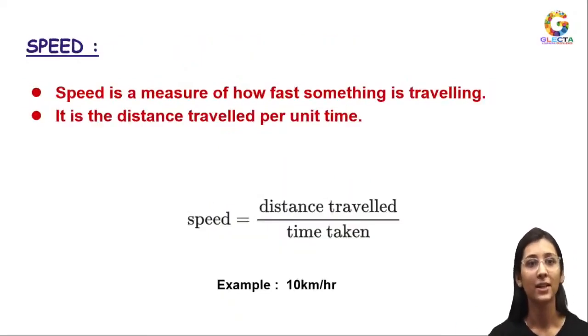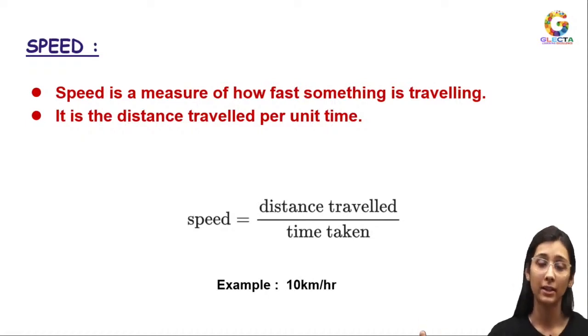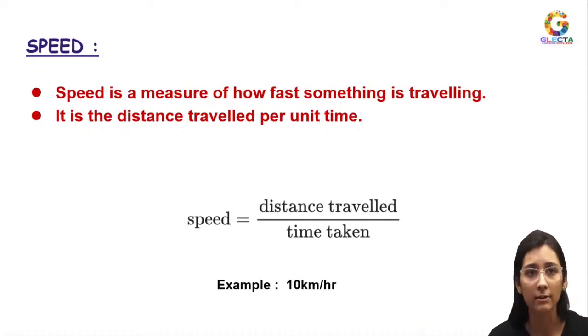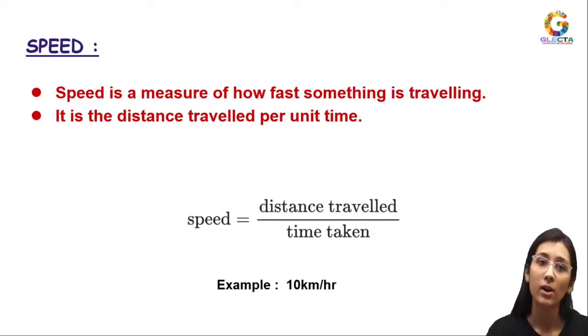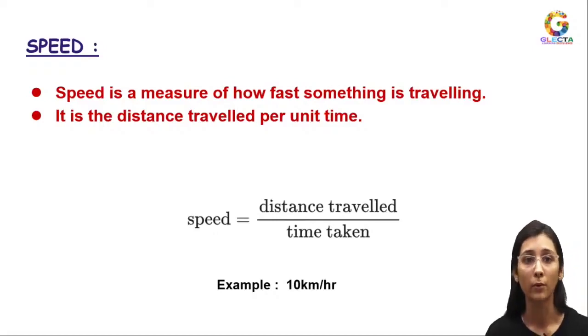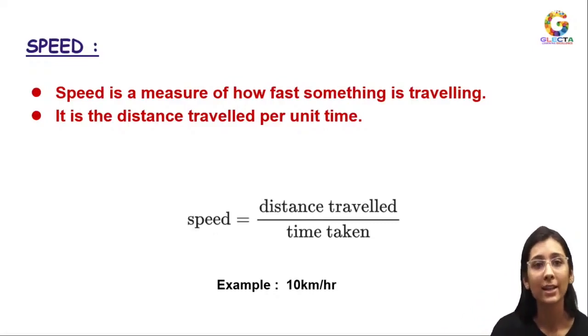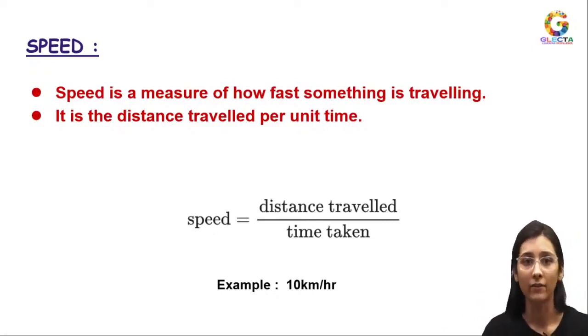Now speed. Speed is a measure of how fast something is traveling. Alright, so if you want to know how fast something is traveling, you should know how much speed it has. And it is the distance traveled per unit time. So the amount of distance an object or someone traveled, you just divide it by how much time it took. Then you can find what the speed is. For example, over here it's written 10 km per hour. What it means is that in 1 hour, 10 kilometers of distance was traveled.